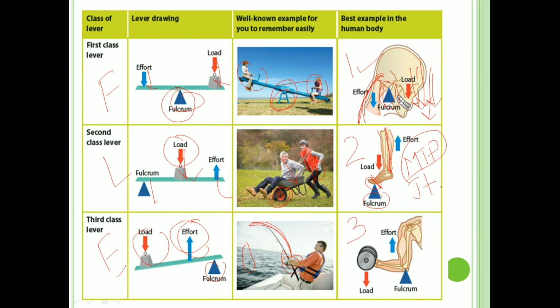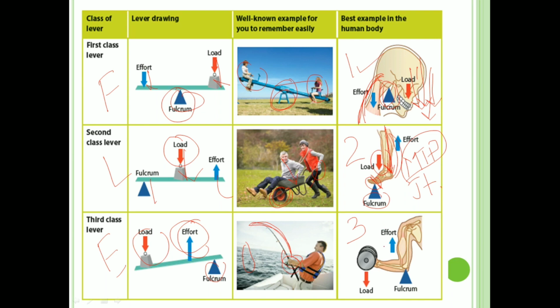The body weight is the load, and the effort is derived by the calf muscles. The effort will be coming from the calf muscles. Here the calf muscles have their insertion behind, on the calcaneal bone. So you can see here the load is in the center, so it is a second order lever.